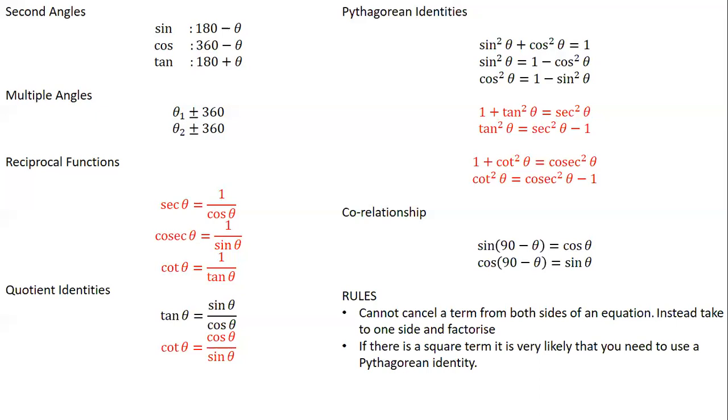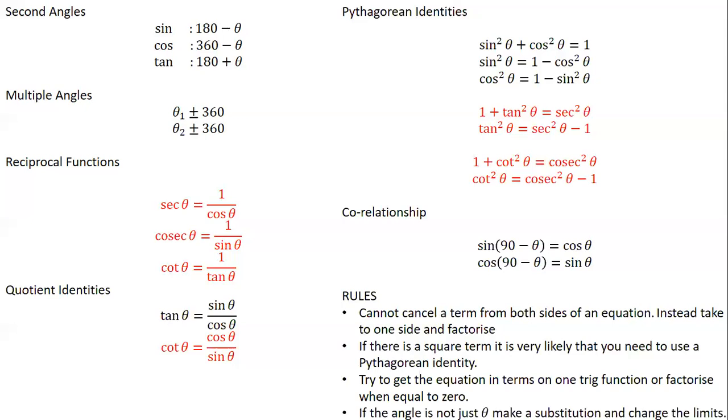Yeah, but if you can't do that, then it's likely you'll have to use a Pythagorean identity if there's more than one term. Try to get an equation in terms of one trig function, either sine, cos or tan. It's normally just sine or cos, and factorize to get it to equal 0. If it doesn't equal 0, there's no point in factorizing. It has to be equal to 0 for the factorizing trick to work.